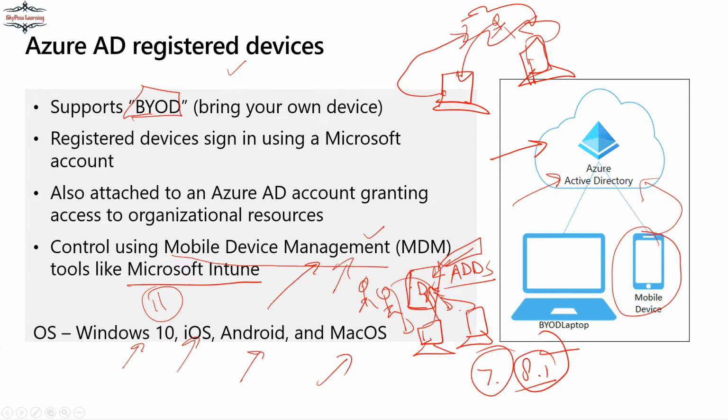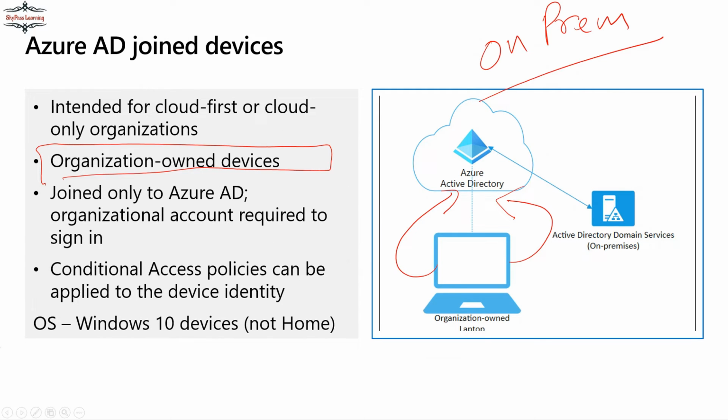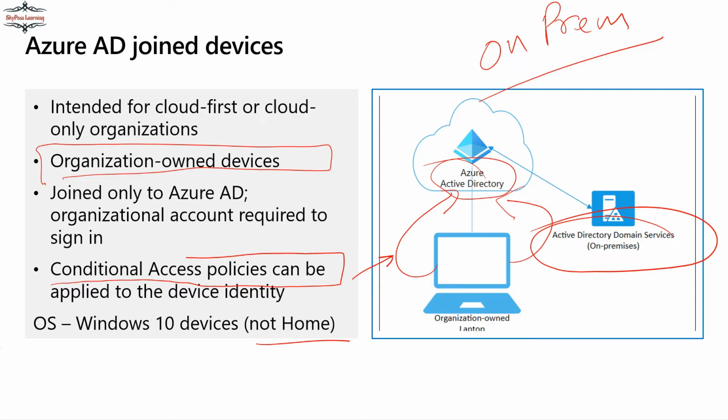Now what we are doing is joining that device to Azure Active Directory. That will create an account, similar to using Active Directory Domain Services, which is your normal Microsoft Windows account. Home version is not supported. You can now apply conditional access policies to those devices as well.